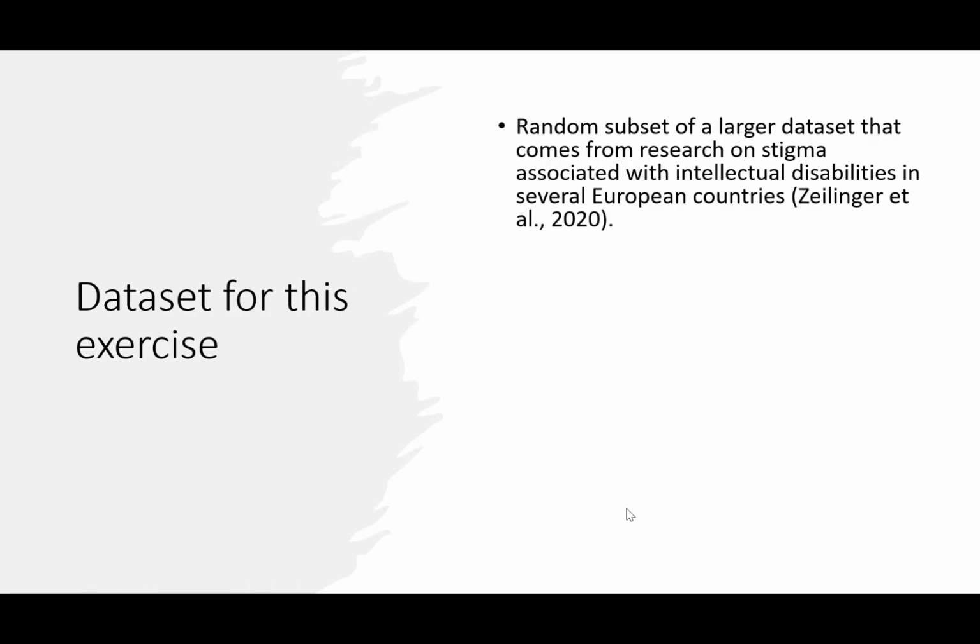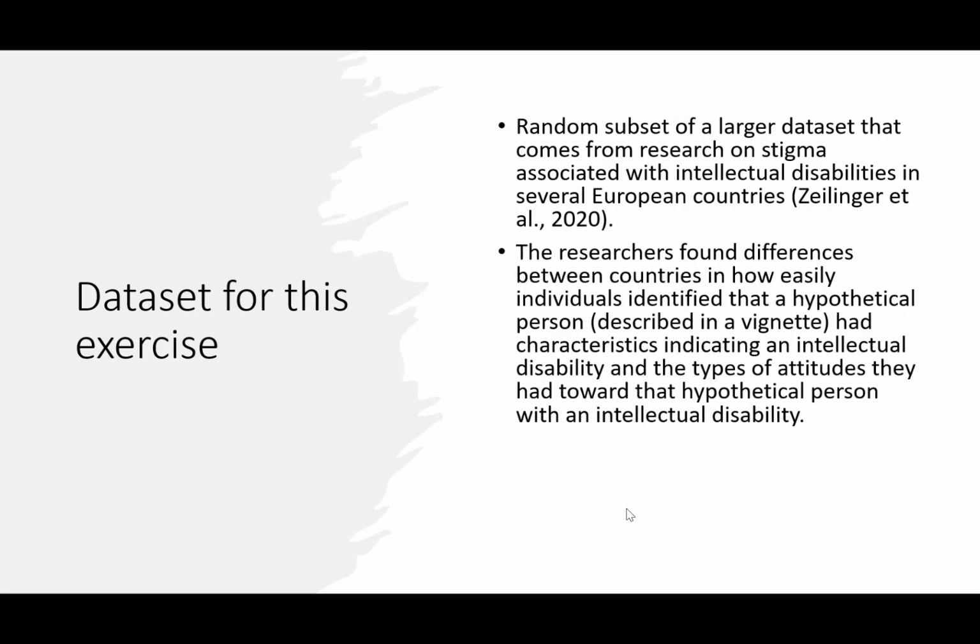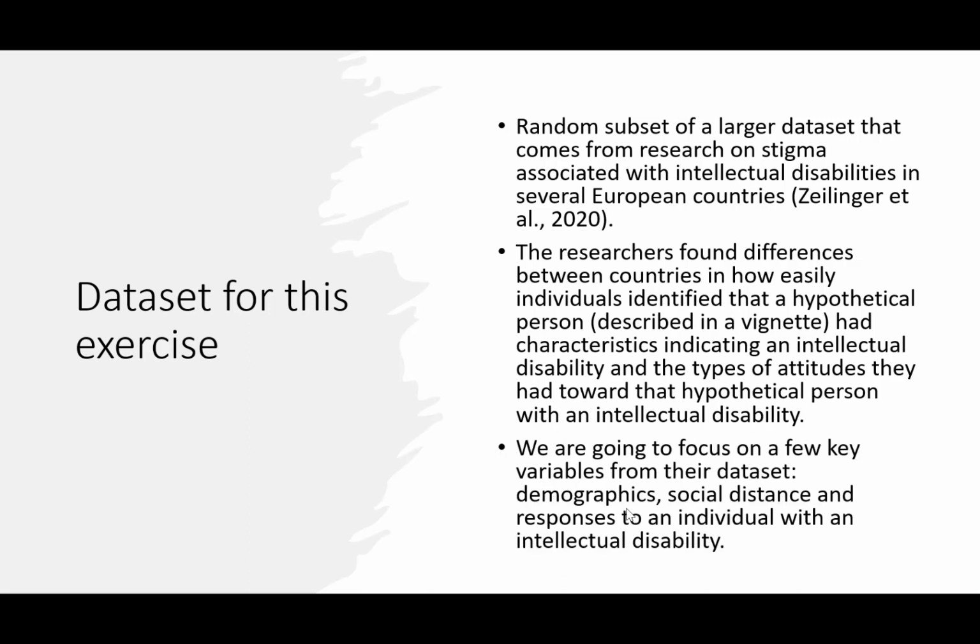For this exercise, we're going to use a real-world data set. This random subset of the larger data set comes from research on stigma associated with intellectual disabilities collected from several different European countries. The researchers who carried out this study found that there were some differences between individuals from different countries in how easily they identified that a hypothetical person described in a vignette scenario had characteristics that would indicate an intellectual disability. They also found that the attitudes of people in different countries did differ in how they viewed that person with a hypothetical intellectual disability.